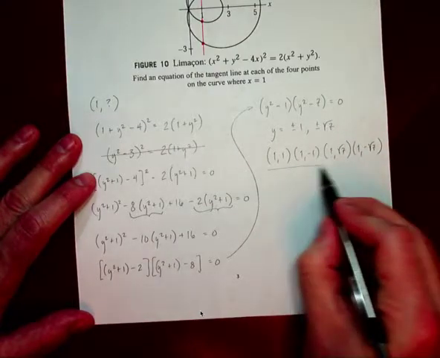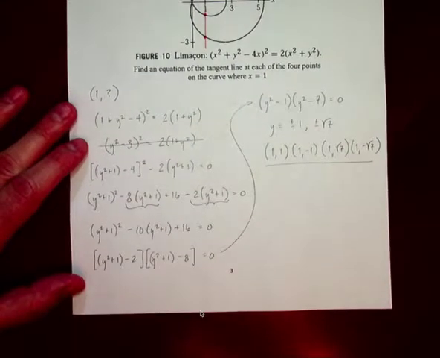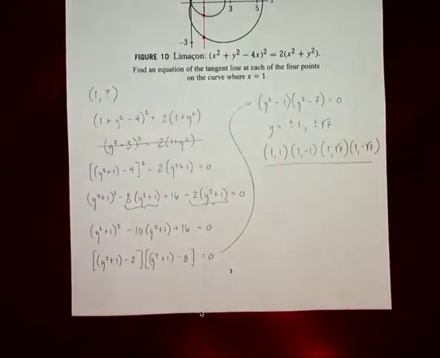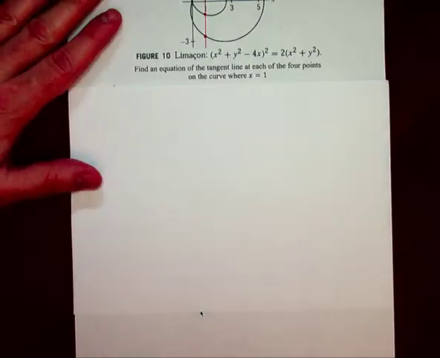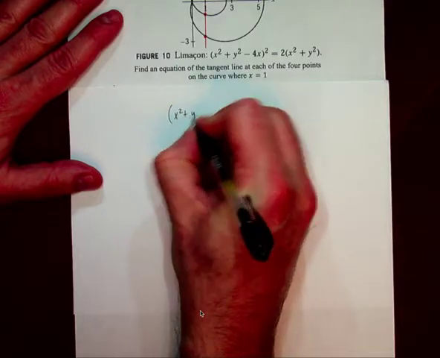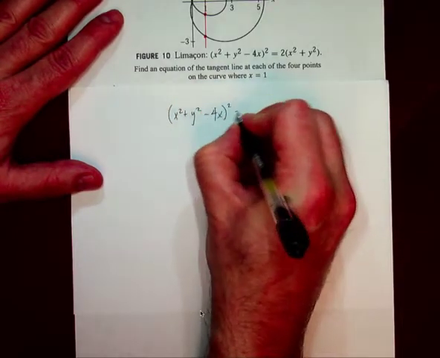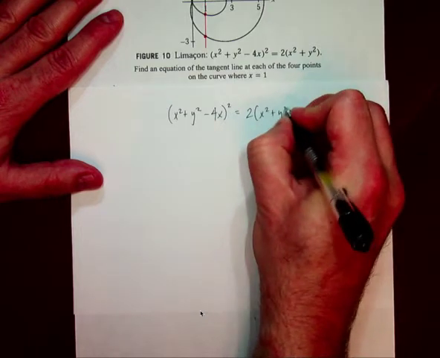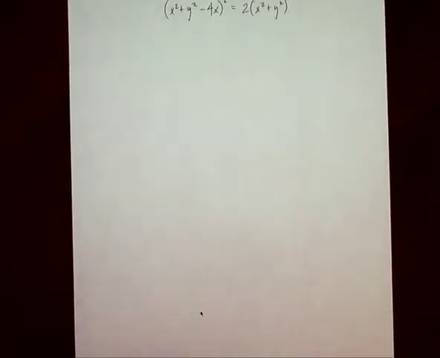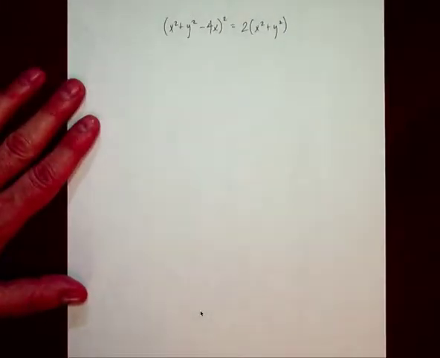So I need to find the tangent line for all 4 of those. Thankfully, the numbers aren't too disgusting, so we'll go ahead and just keep working that. Now I need to find the derivative, and I think I have room enough to at least get started. I'll tell you what, let's just go ahead and start on a separate sheet of paper. This is (x squared plus y squared minus 4x) squared is equal to 2(x squared plus y squared). Okay, let's go ahead and continue on this page. And now that I have the ordered pairs, I need to get the derivative. I need to get y prime and then plug them in.